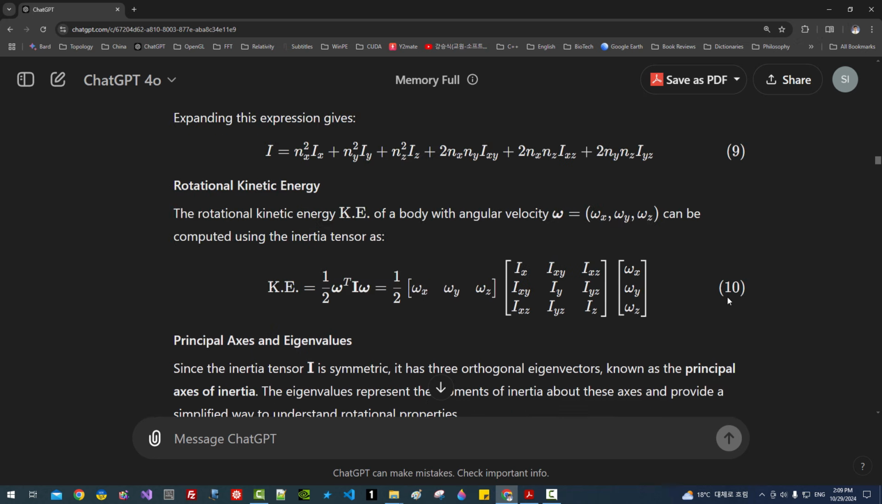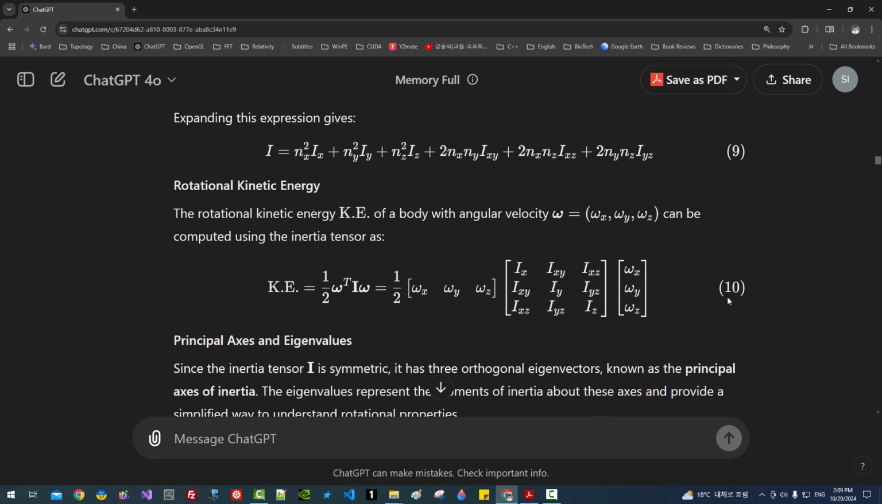Mathematically, they are given by Ixy equals the integral of xy dm, Ixz equals the integral of xz dm, Iyz equals the integral of yz dm. These integrals measure the interaction or coupling of the mass distribution between different axes, showing how rotation about one axis affects rotation about another. If an object has symmetry about a principal axis, these products of inertia are often zero for that axis.